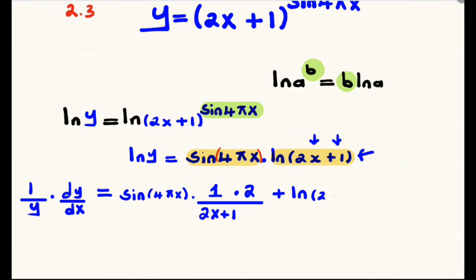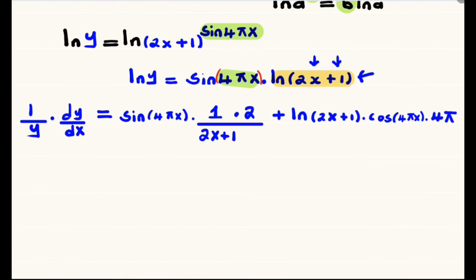We just write it as it is, and we differentiate the sine function, and the derivative of the sine is equal to the cos. We leave the inner function as it is, the 4 pi x, and then we multiply this by the derivative of the inner function. The derivative of 4 pi x is equal to 4 pi. And we can now simplify.